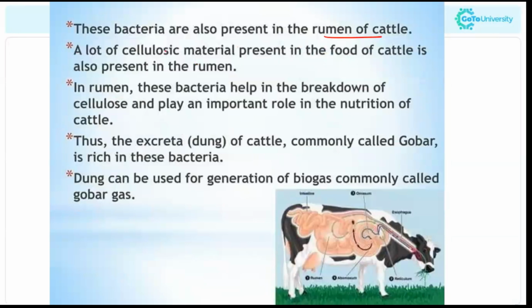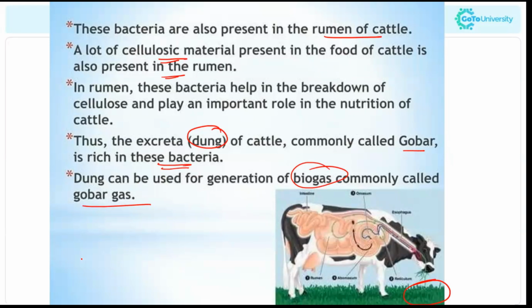Now, a lot of cellulosic material present in the food of cattle is also present in the rumen, because we know that cattle feed on grasses which are rich in cellulose. The cellulosic material present in the rumen also consists of the methanogens, and in the rumen, the bacteria help in the breakdown of cellulose and play an important role in the nutrition of cattle. And the excreta, that is the dung of the cattle, commonly called gobar, is rich in these bacteria. So dung can be used for the generation of biogas, commonly called gobar gas.